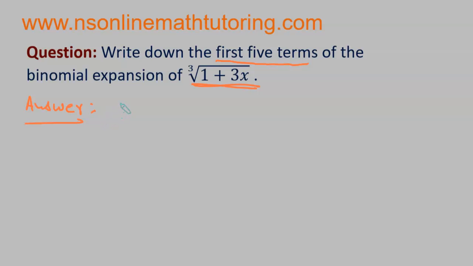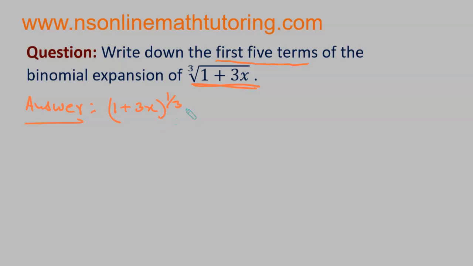So this is surd form. First of all, we have to change it to indices form. So 1 plus 3x raised to the power of 1/3. So 1 plus 3x, it is a binomial expression because it contains 2 terms, and n is equal to 1/3, which is a rational number, it is a fraction.